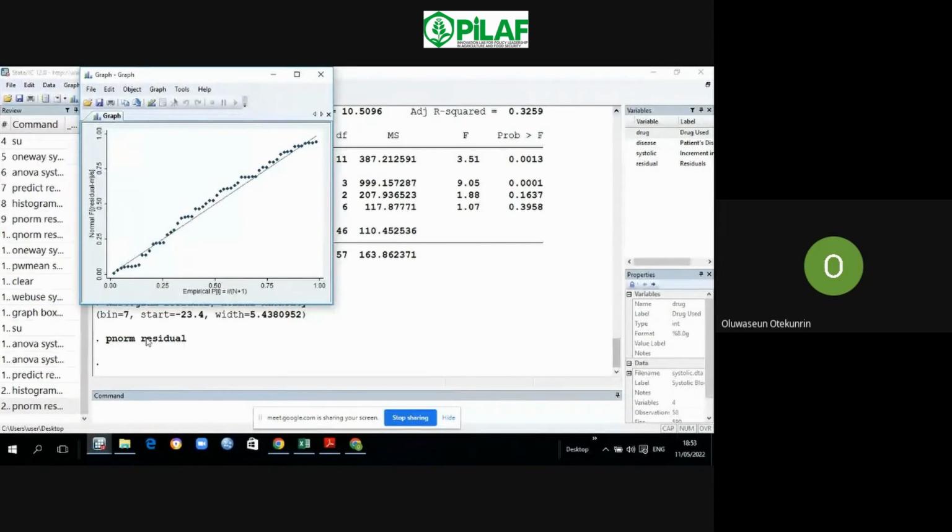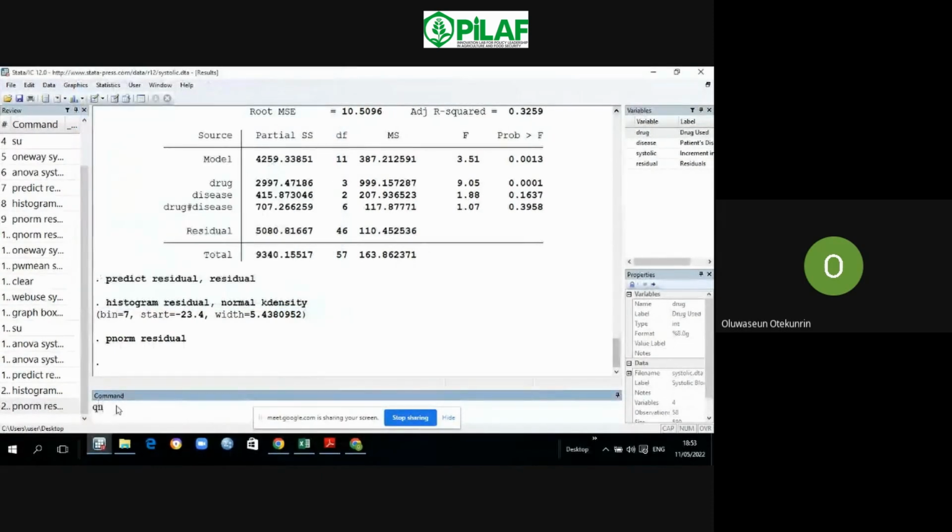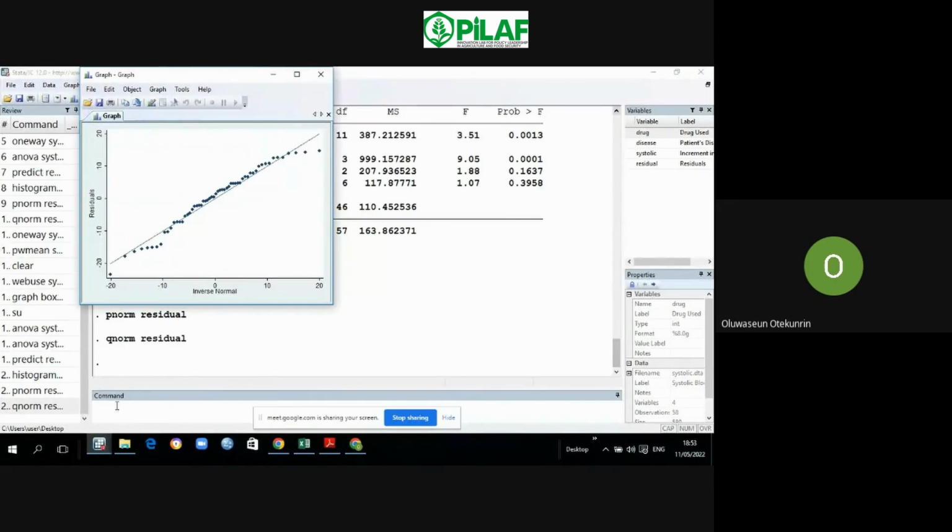So the next one is the qnorm, the quantile of the residual versus the quantile of the normal distribution. You can see that one here. You look at the tails. They are not exactly on the line, but you can still go ahead and conclude that they are normally distributed.